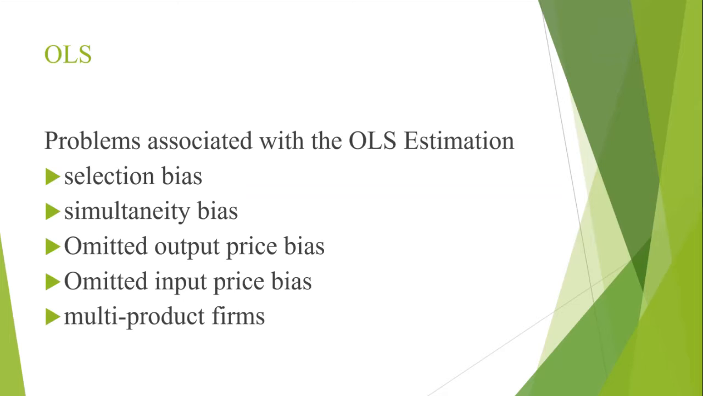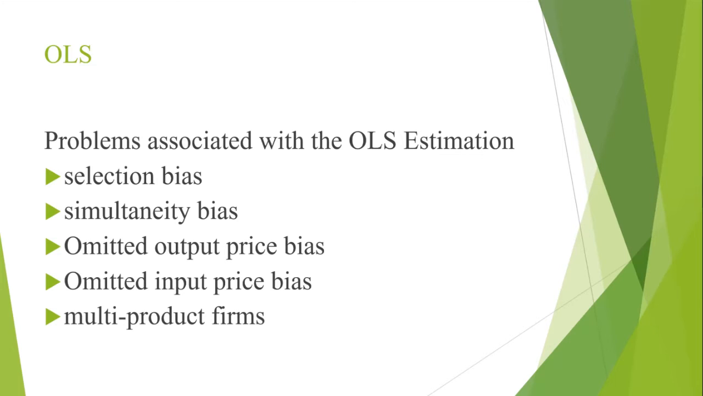First thing is, what are the problems associated with OLS estimation of total factor productivity. There can be a problem of selection bias. For example, if we are taking data for 15 years, there may be some firms which are exiting in between, or some firms which are entering the system in between. So we have to remove these firms to calculate total factor productivity. So this will lead to a problem of selection bias.